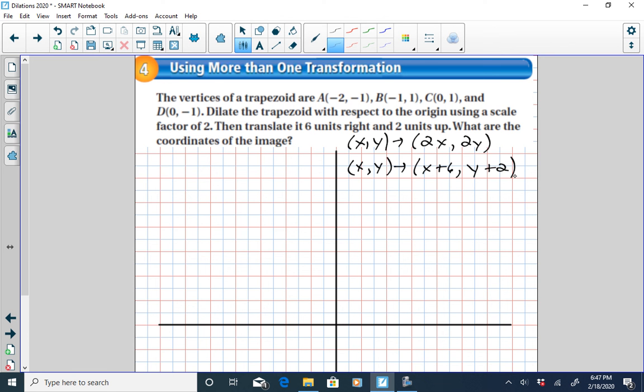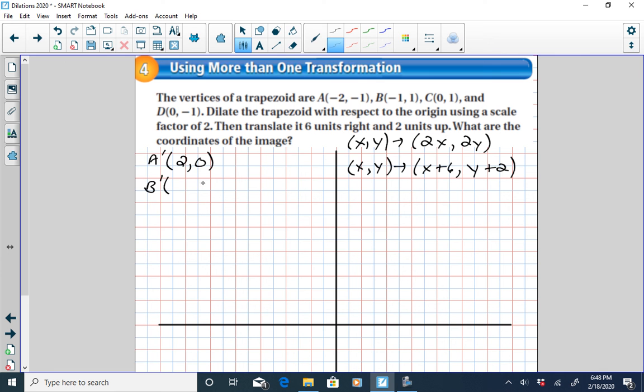So if I want to use the two rules to come up with my ordered pairs, let's start with A prime. If we start at negative 2, first we have to double it, so it's going to be negative 4, and then we have to add 6. Negative 4 plus 6 is positive 2. Then I look at my y value. It's at negative 1. First I have to double it. That's going to be negative 2. Then we add 2. Negative 2 and 2 is 0. So A prime, after the dilation and the translation, is going to be located at (2, 0).